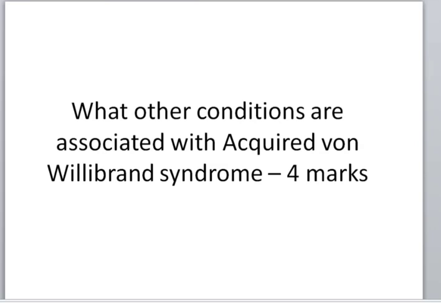for example, Wilms tumor in children can lead to acquired von Willebrand syndrome. So, what are the conditions which are associated with von Willebrand syndrome? Multiple diseases can lead to acquired von Willebrand disease. You can divide it as lymphoproliferative, like CLL, Waldenstrom, multiple myeloma. So these are the examples of lymphoproliferative.